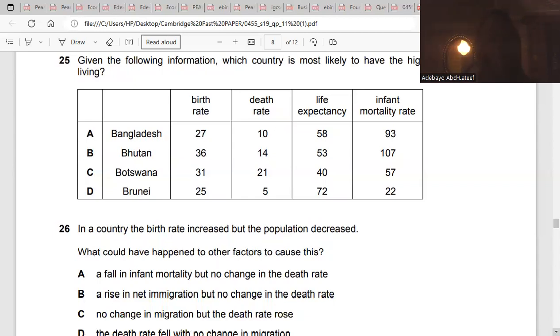So based on what we have here, Brunei has the lowest birth rate, it has the lowest death rate, it has the highest life expectancy, it has the lowest infant mortality rate. So the answer is D. It has a very good living standard.